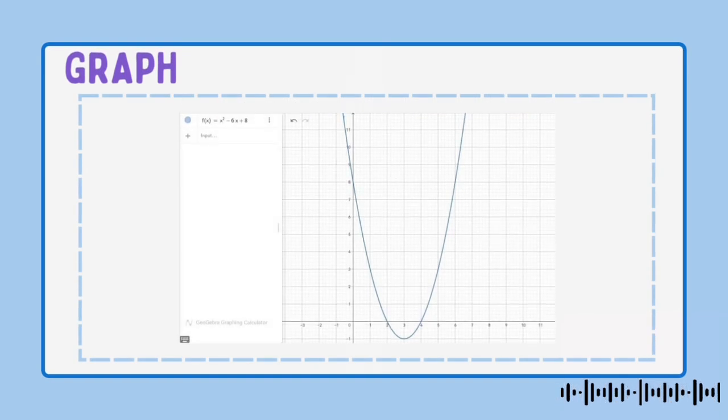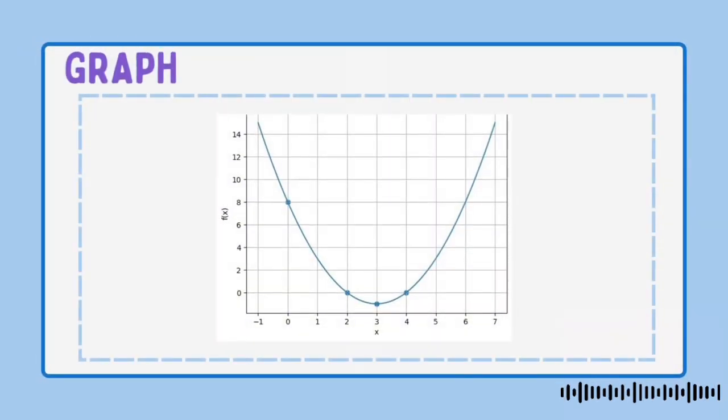For this graph, we take the point (3, -1) as our lowest point, or the minimum point. Next, we mark (2, 0) and (4, 0) from the x-intercepts, where the graph hits the horizontal line. Then, we use (0, 8) from the y-intercept to show where it crosses the vertical line. Finally, we connect all these points to form a perfect smile or a U-shape.